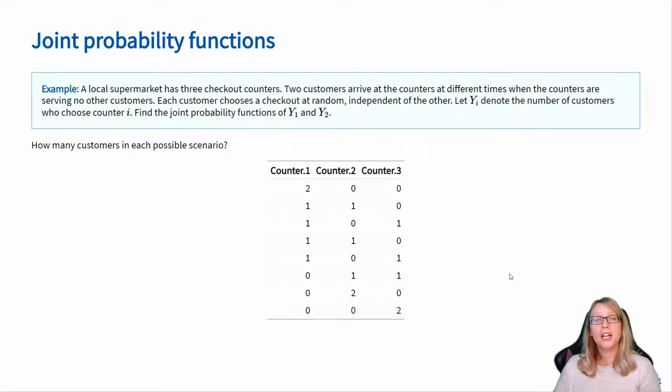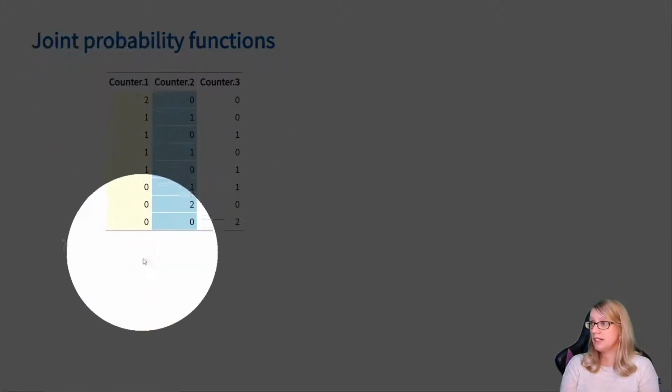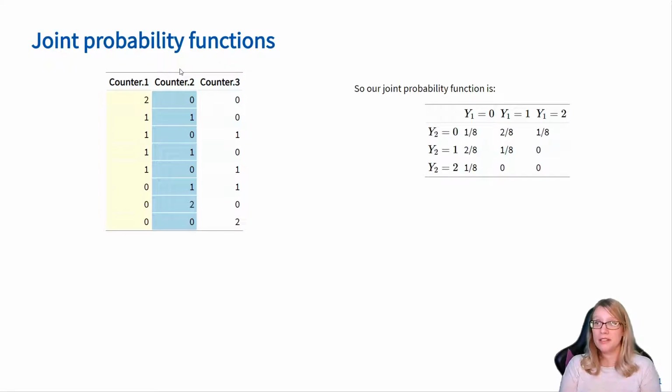So the first scenario has 2 customers at counter 1, no customers at the other 2. The second scenario had 1 customer at counter 1, 1 at counter 2, and so on. Then our random variable y1 is highlighted in yellow. Here are the possibilities. y2 highlighted in blue. Here are the possibilities. Our joint probability function will look like this.